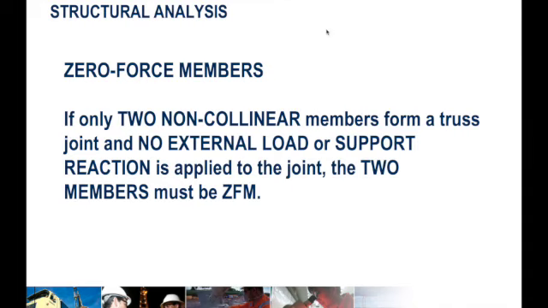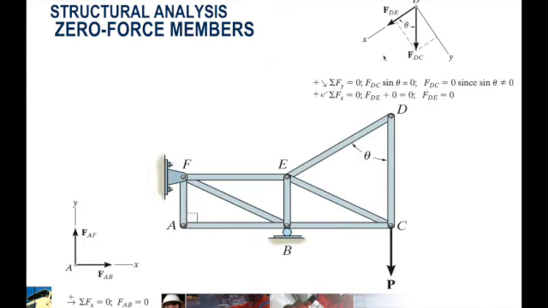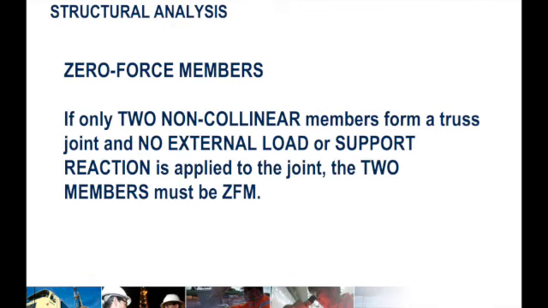Okay, so what you're looking for are joints which don't have external loading or support reaction. Then you can conclude, without doing the free body diagram and the summation of forces that we did earlier, you can already conclude by inspection which are zero force members. Okay, so that's the first rule.